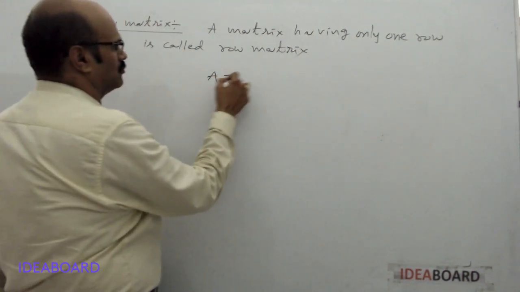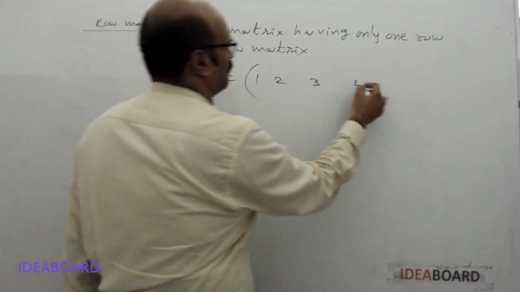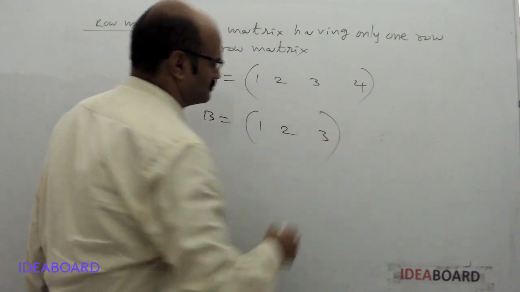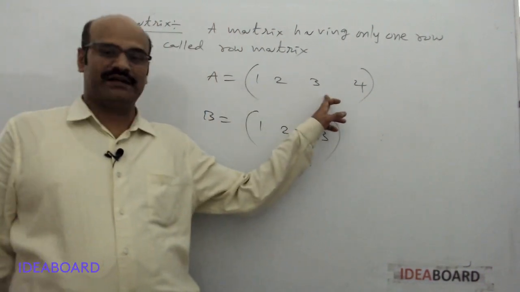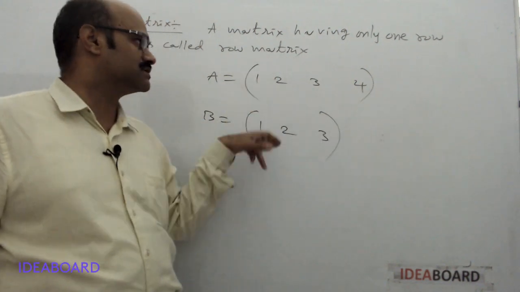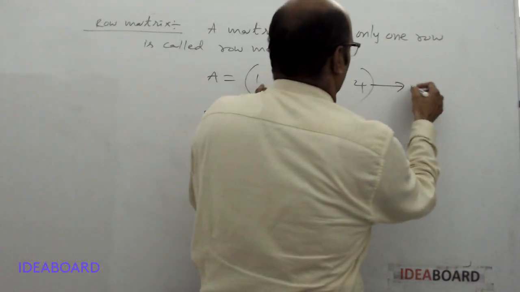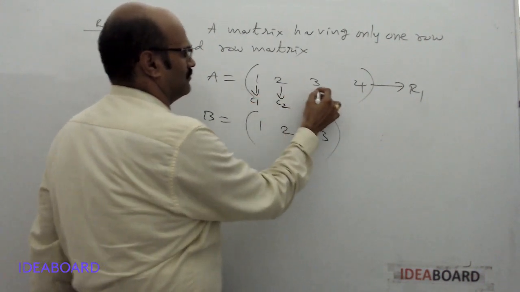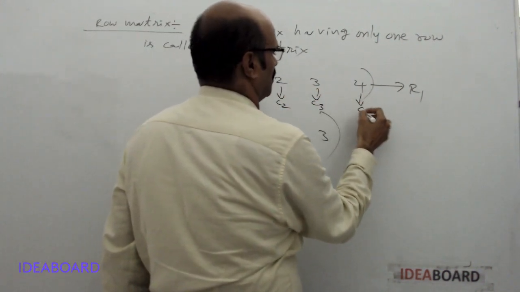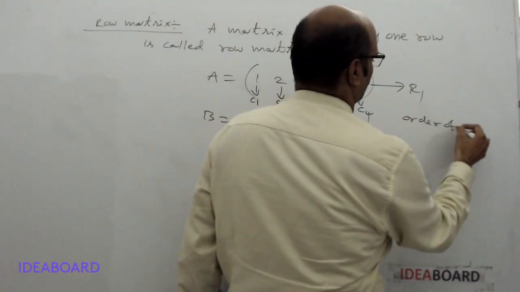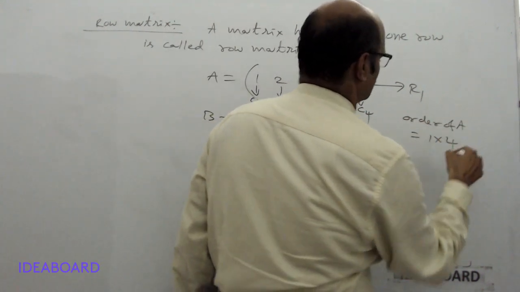A equal to 1, 2, 3, 4. B equal to 1, 2, 3. In this matrix, we are having one row and four columns. This is R1. Here, first column, second column, third column, fourth column. So here, order of A equal to 1 cross 4.